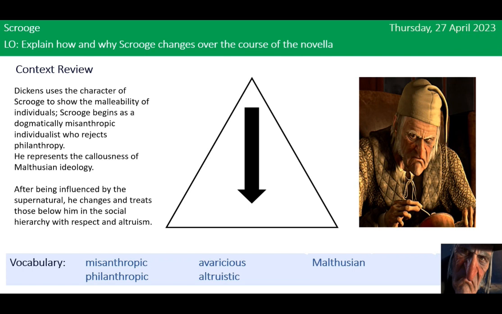And next it says, after being influenced by the supernatural, he changes and treats those below him in the social hierarchy with altruism and respect. So he changes by the end in Stave 5 and he treats people with respect and care and love.